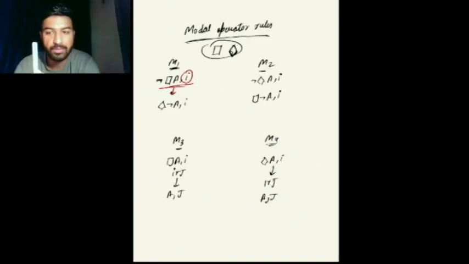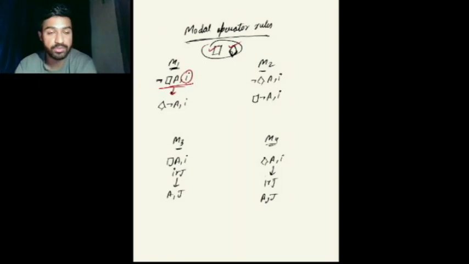So now let us talk about the modal operator rules, because now since we are dealing with two new operators called the modal operators, box, which means necessity, and diamond, which means possibility, there are four more rules that we need to work with while solving for validity and invalidity of arguments through the truth tree method, right?